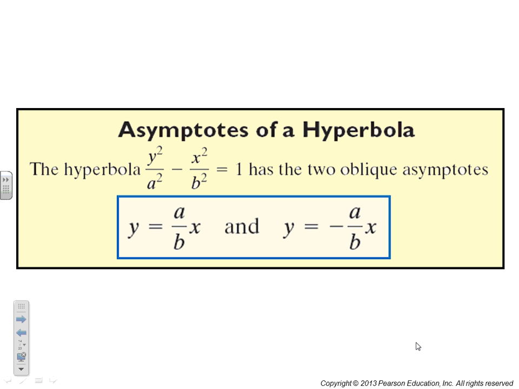And if you're opening on the y-axis, y squared over a squared minus x squared over b squared equals 1, then the equations of your lines are y equals a over b x, and y equals negative a over b x. So with this equation, these are your asymptotes.